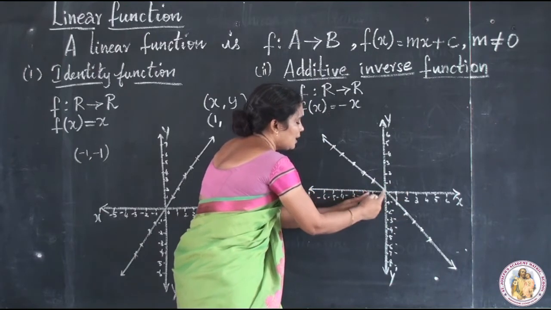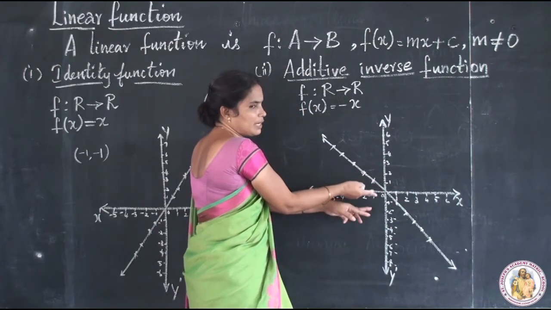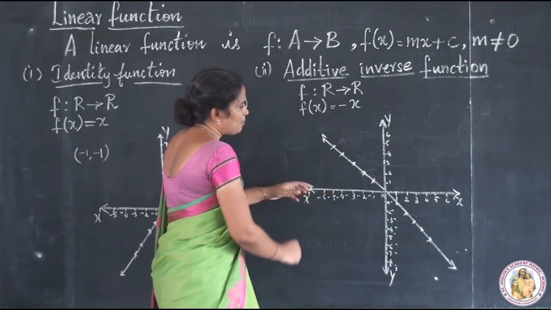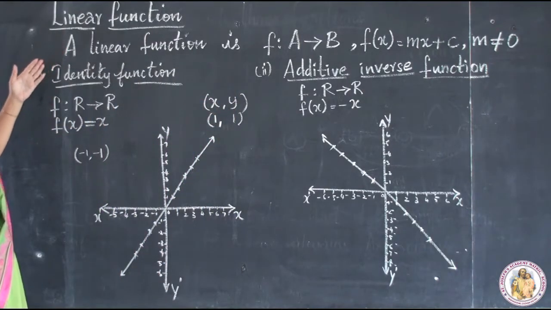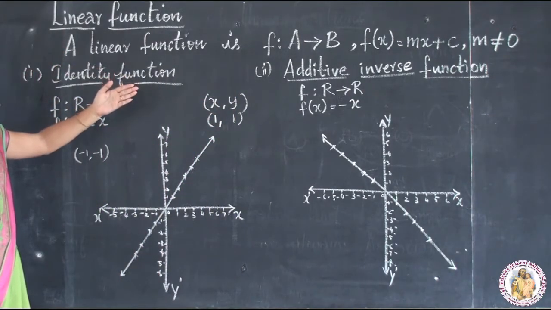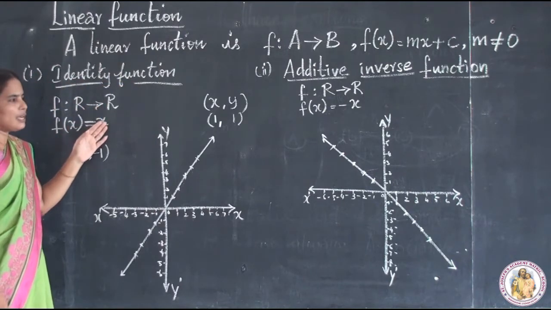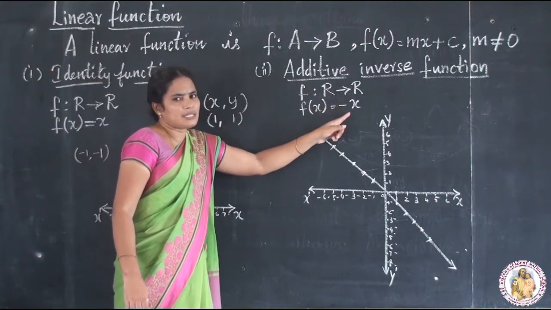Again, on the x-axis we have minus 1, here we have plus 1. So for the additive inverse, if it is plus, we will get minus. If it is minus, we will get plus. Okay, I think you are clear about the linear function, identity function and the additive inverse function. For an identity function, it is R to R, that it will be x, and for the additive inverse function, R to R, it will be minus x.